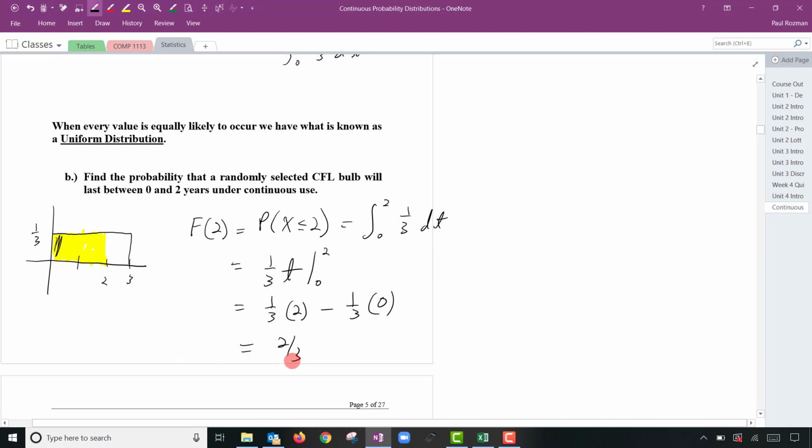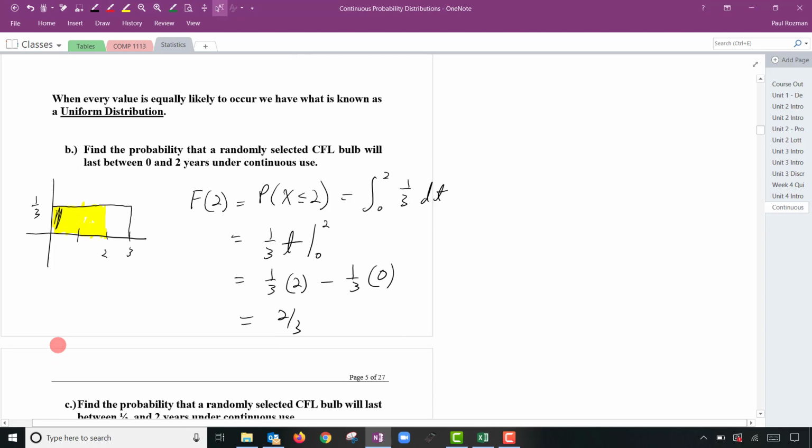Of course, we didn't need to do all that work. I'm just showing you that that's how you would do it for a more complicated curve. You'd figure out the equation of the distribution, and then you integrate to get the probabilities.